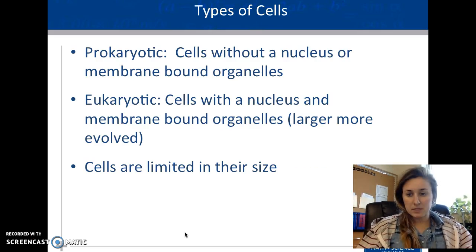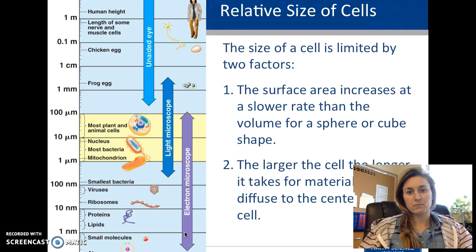There are two types, prokaryotic cells without a nucleus and without membrane-bound organelles, and eukaryotic cells. They have a nucleus and they have membrane-bound organelles. They are larger, more evolved. They came later on in evolution, and something that we have to realize is that cells are limited by their size. So their complexity is directly related to how big or small they are. The smaller the cell is, normally, the less complex and the less space there is for organelles.